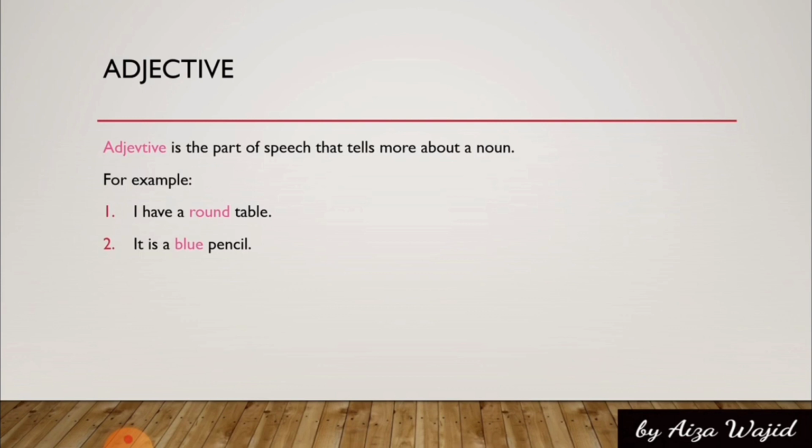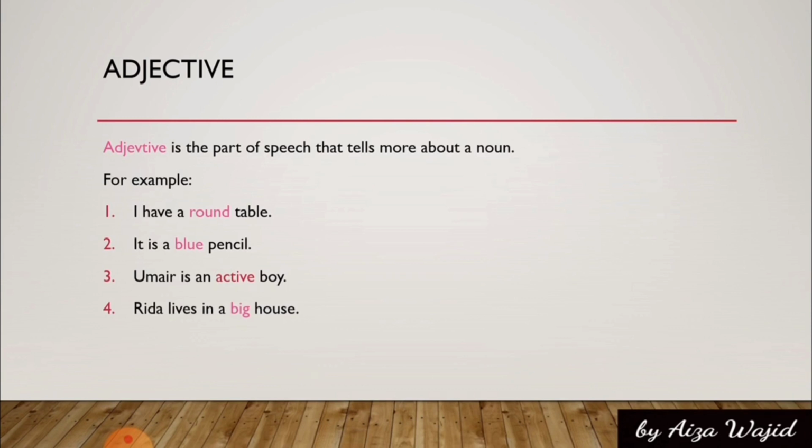The table is round. It is a blue pencil. What is the color of the pencil? Blue. Omar is an active boy. How is Omar? He is an active boy. Rida lives in a big house. Have you seen Rida's house? How is it? Oh, it is big, ma'am. Okay.